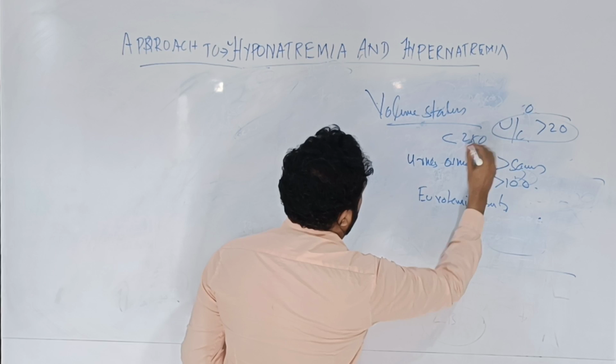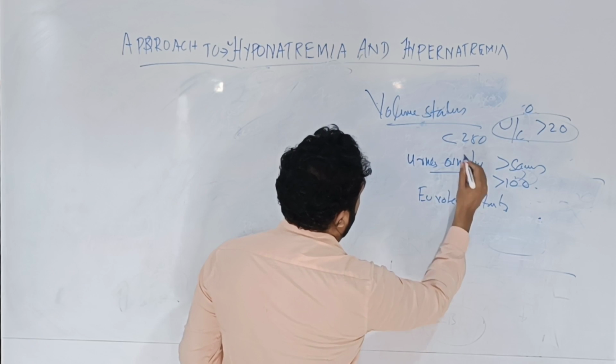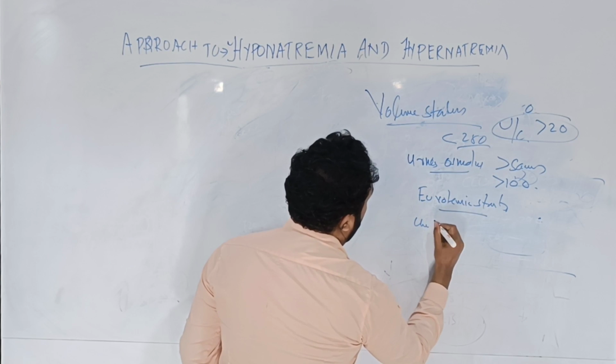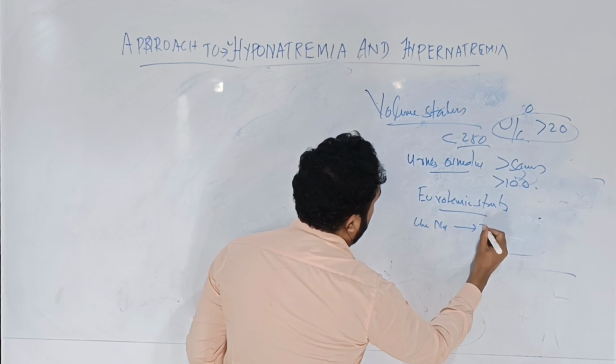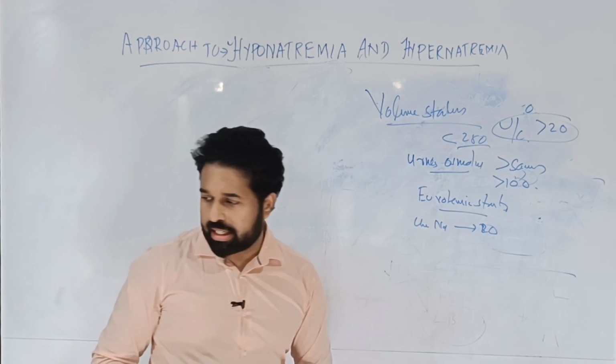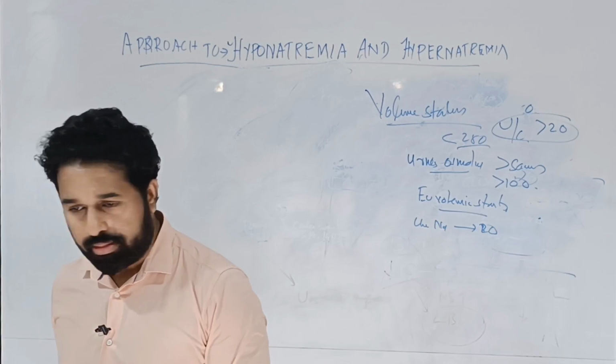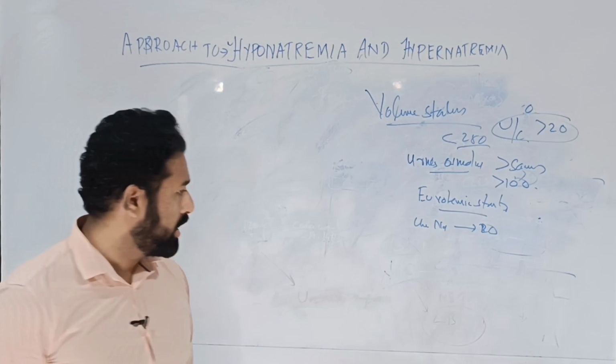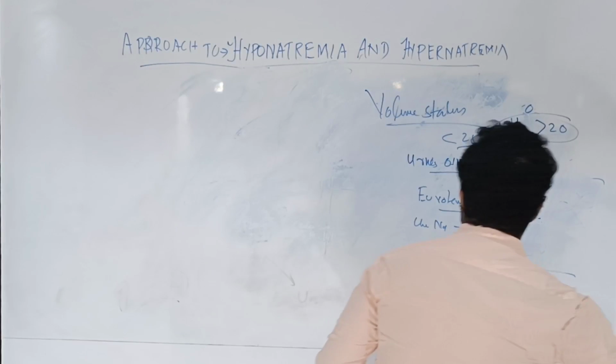Hypoosmolar blood. Urine sodium more than 20. Okay, so in SIADH, why does the urine sodium become more than 20? That is the next concept that I want to derive here.